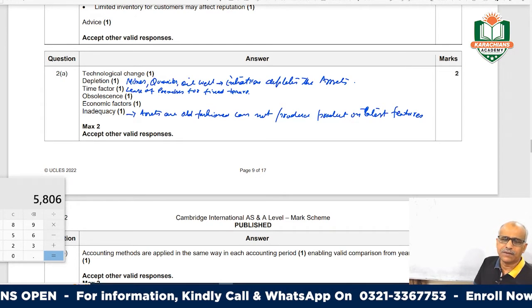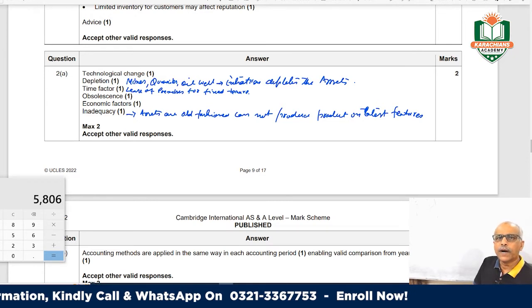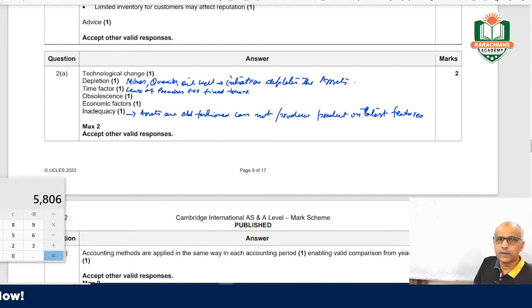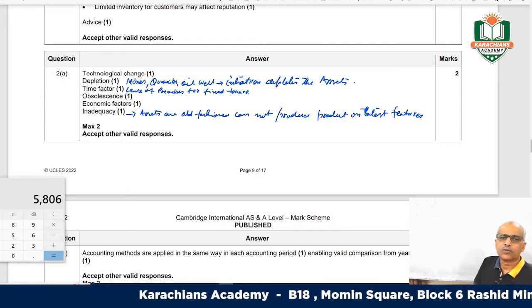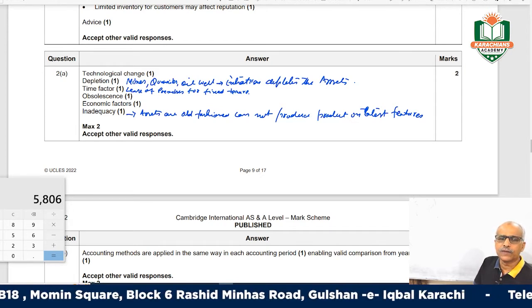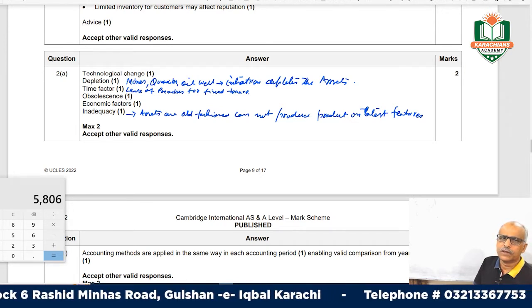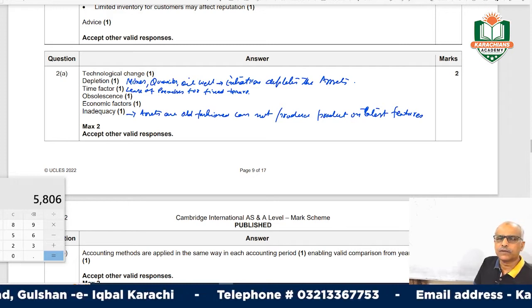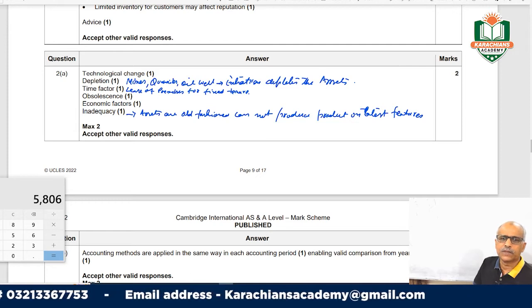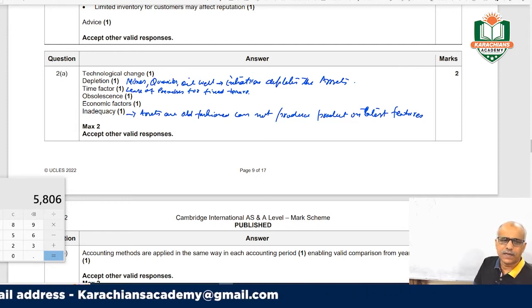Then there is a time factor. When you buy some asset like premises, land and building, and you have bought it on a lease basis or for a fixed period of time, say 10 years or 20 years, as long as the time passes, this asset will ultimately expire on completion of its lease period. So you have to get rid of it, meaning you have to leave that premises. So the lease of premises is one of the examples for the time factor.